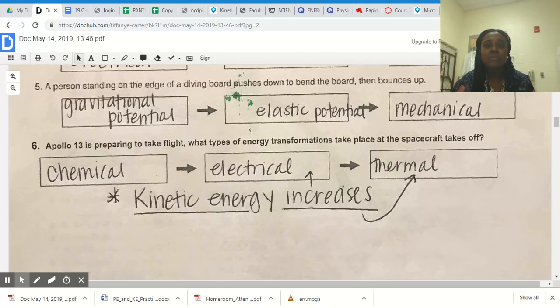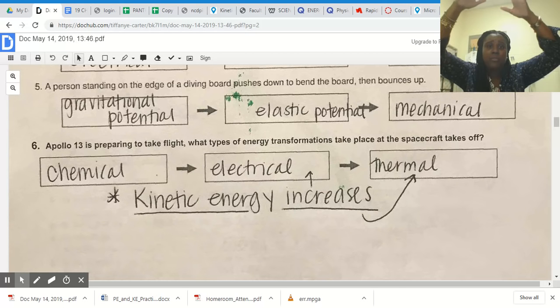And then just remember, chemical energy is stored energy, so it's potential energy. And then electrical is kinetic, and thermal is also going to be kinetic, because these are both two types of energy that are moving. So overall, the kinetic energy is increasing as the spacecraft takes off, because stored potential energy is being used to power the electricity so the electrons can flow, and the thermal energy so we can have those chemical reactions, so that the spacecraft can actually take flight. So kinetic energy is increasing.